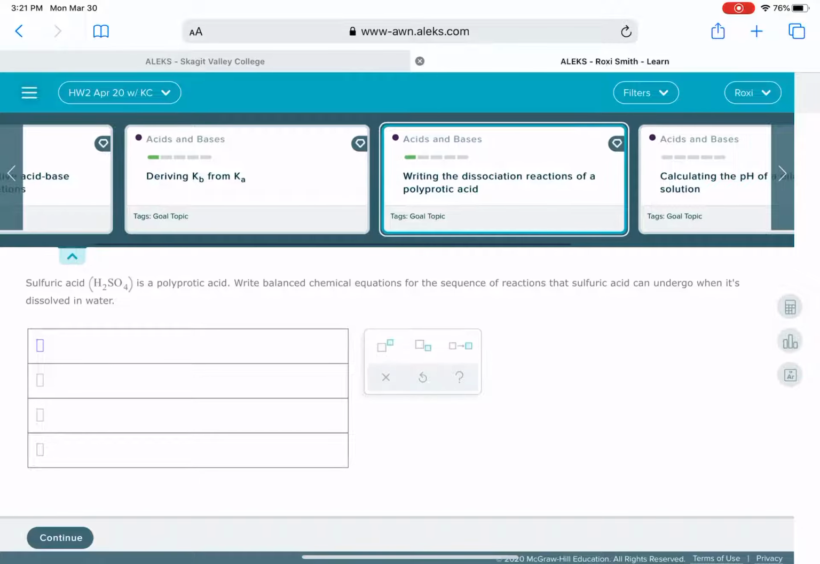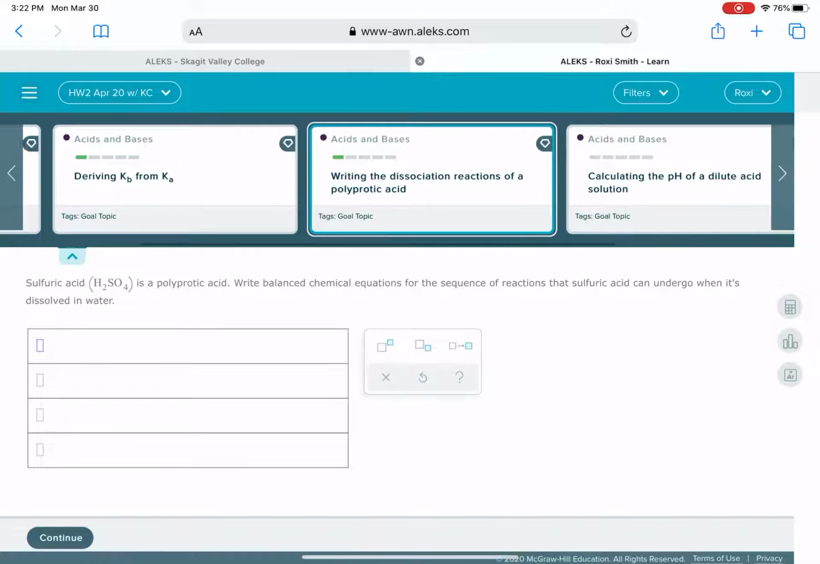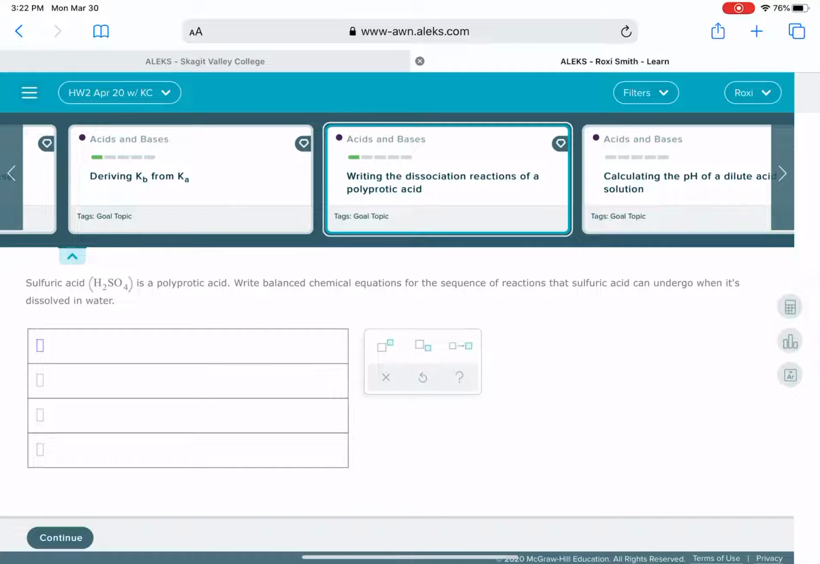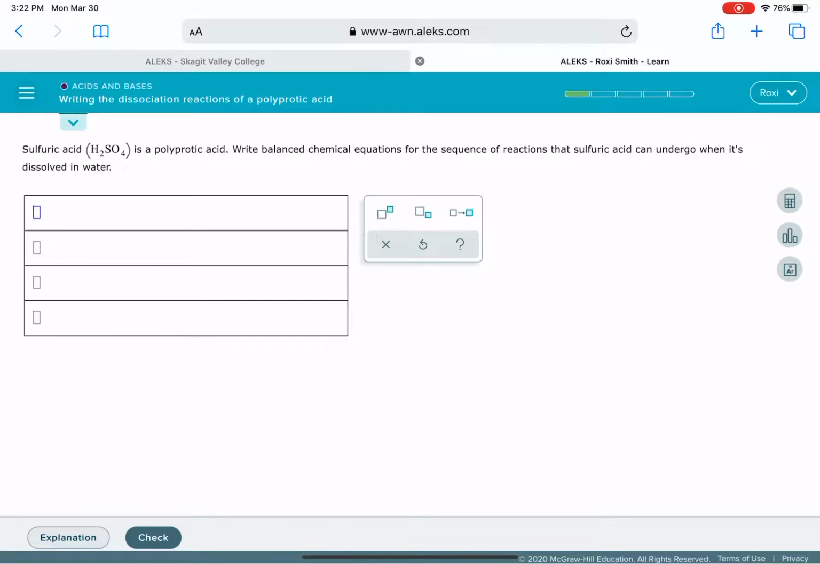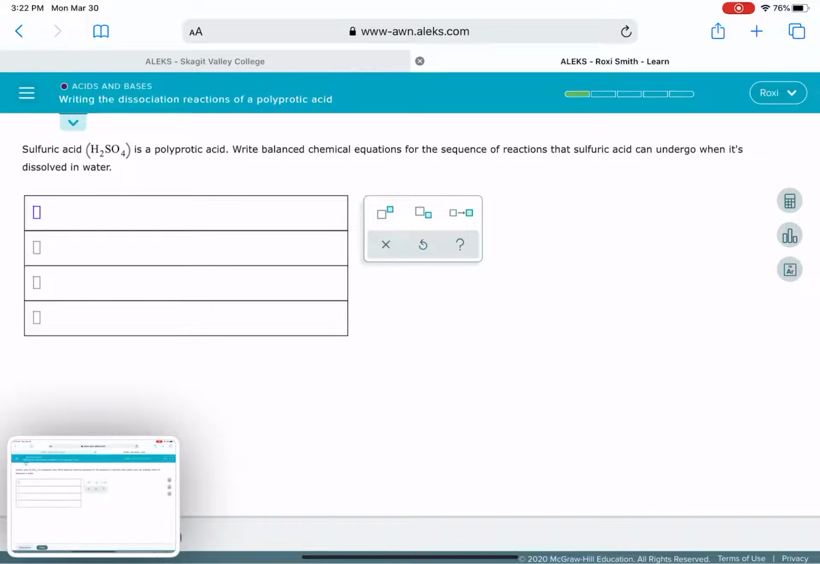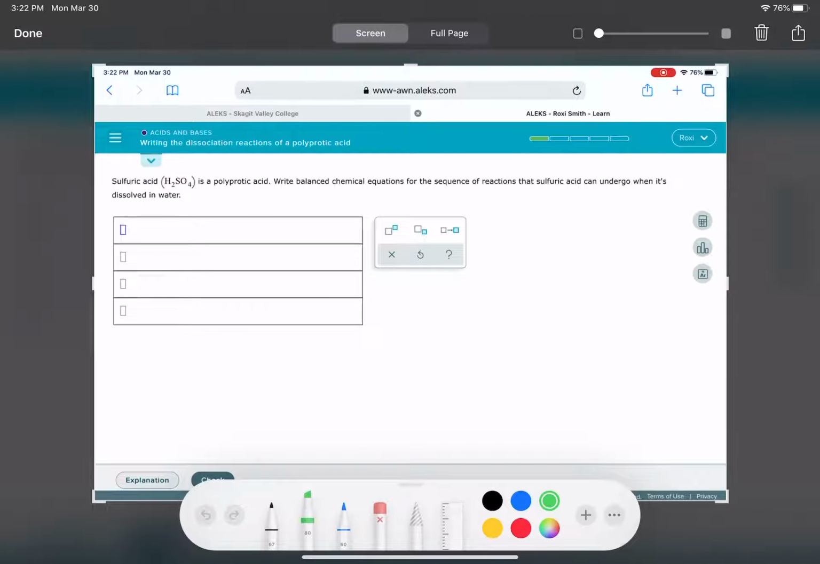So the next ALEKS problem that you're ready to work on in homework 2 is writing the dissociation reaction of a polyprotic acid. This problem is pretty similar to what we did in section 16.9, only like a million times easier. So in this problem, you're going to get a polyprotic acid, and all that it wants you to do is write the equations for the reactions showing that polyprotic acid losing all of its hydrogens one at a time. Remember, it's one at a time.